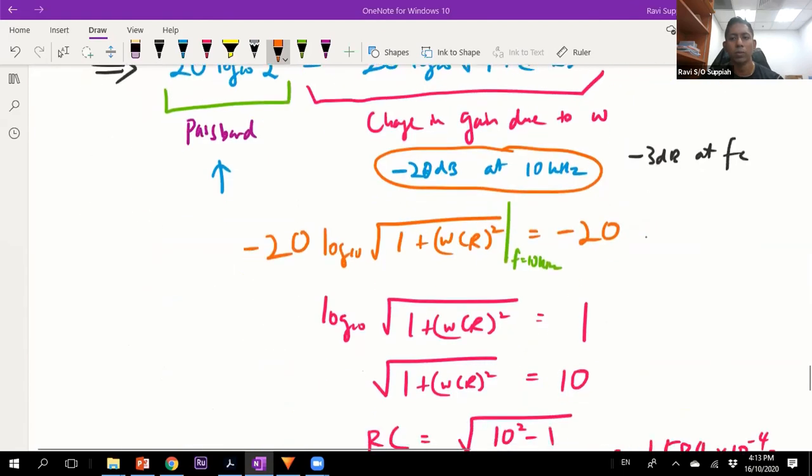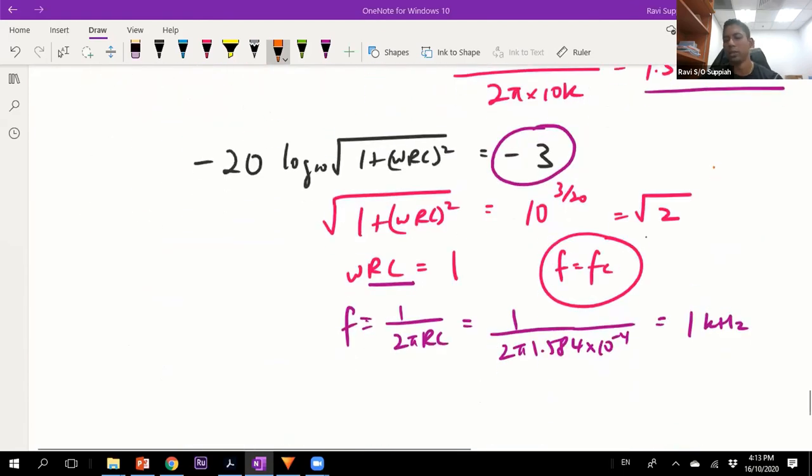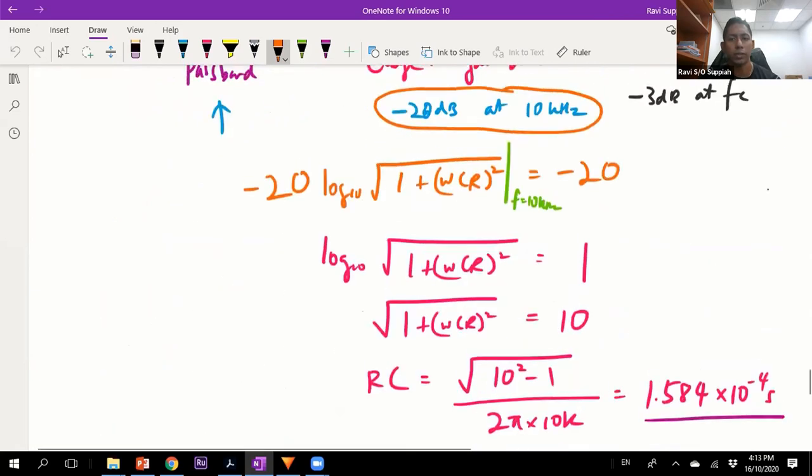In the last part, we use the -3 because we know that we want to calculate FC. To calculate FC, the gain has to drop by -3 dB. The question is asking us to find FC, the cutoff frequency, so for the cutoff frequency, the gain has to relate to -3 dB. In the first equation, we relate it to -20 because we are given this requirement, that at 10 kilohertz, the gain must have been reduced by -20 dB.